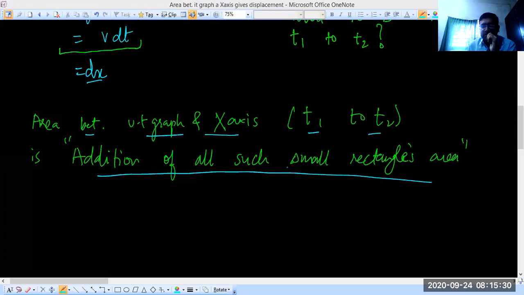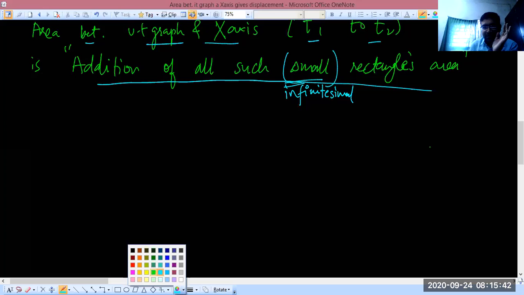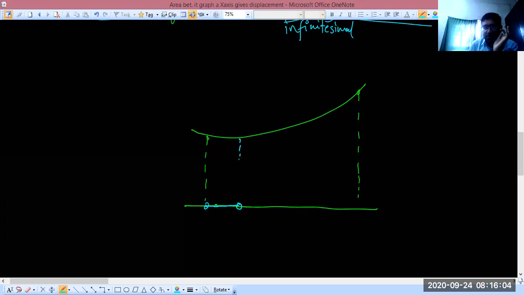See, the key thing is small, or infinitesimal. If you do not take it small, this is horrible. This is totally wrong. Let me show you why. Suppose we have a graph like this, and you want to find the area from here to here. If you don't take the width very small, see, we took dt, if you remember, very small. But instead of that, if you don't take dt, it's going to be horrible. Suppose you take a big time interval, like this.